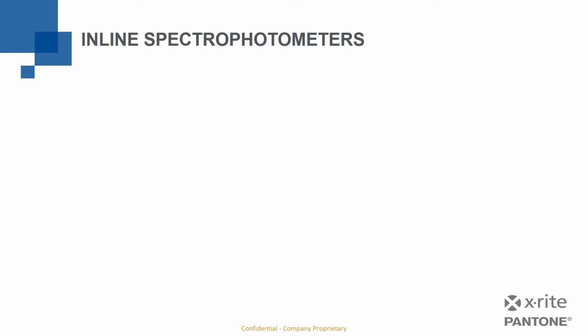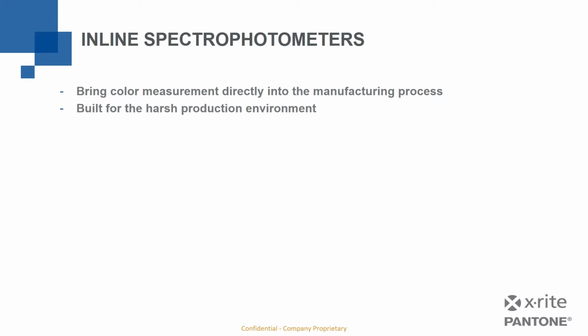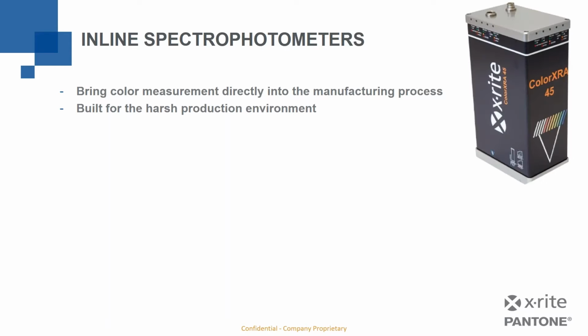So that's what we're talking about, color measurement devices for the most part. And inline, what do we mean by inline? Well, it's bringing color measurement directly into the manufacturing process, so putting it out on the production floor. To do that, it means that we've got to have a device that's built for a harsh production environment, right? So you'll notice here's a picture of one of our inline devices. You'll notice it's built for a production environment.